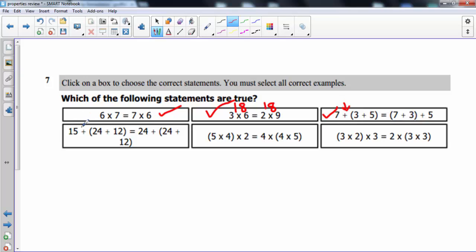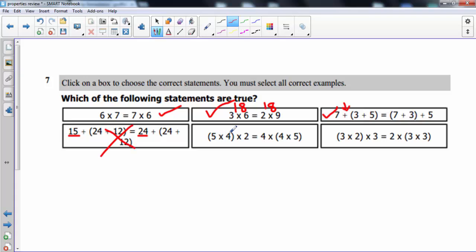Here I see numbers adding together. It's making me think it's the associative property, but I'm going to check to see that it's the same numbers in the same order. It should be 15, 24, 12 in order to be equal. But because we have a 24 here and a 15 here, this side is definitely going to be worth more. So this is not true.